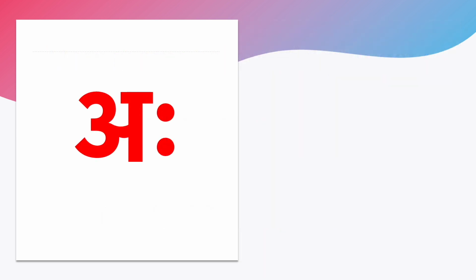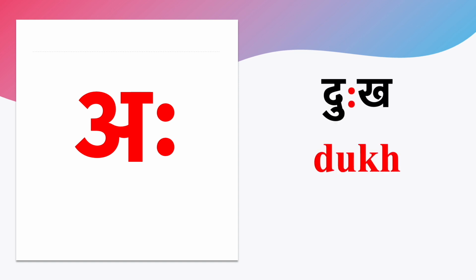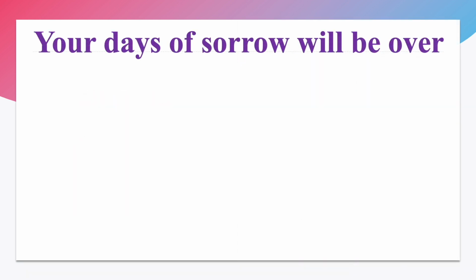And the last alphabet is ah. An example word is dukh. As you might see here, it doesn't get literally represented as you see it on the left, but instead the colon sign is what depicts ah in this word dukh. दुख. Also, there are no words that actually start with ah. It is always either in the middle or at the end of a word. Sorrow. Your days of sorrow will be over soon.